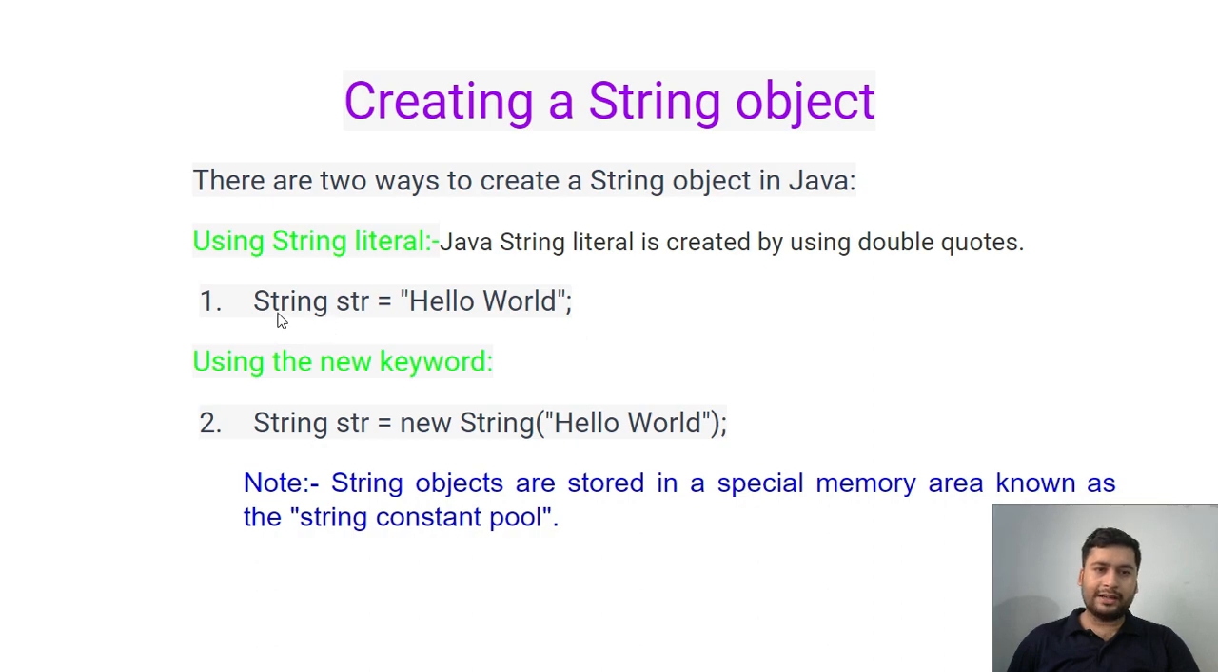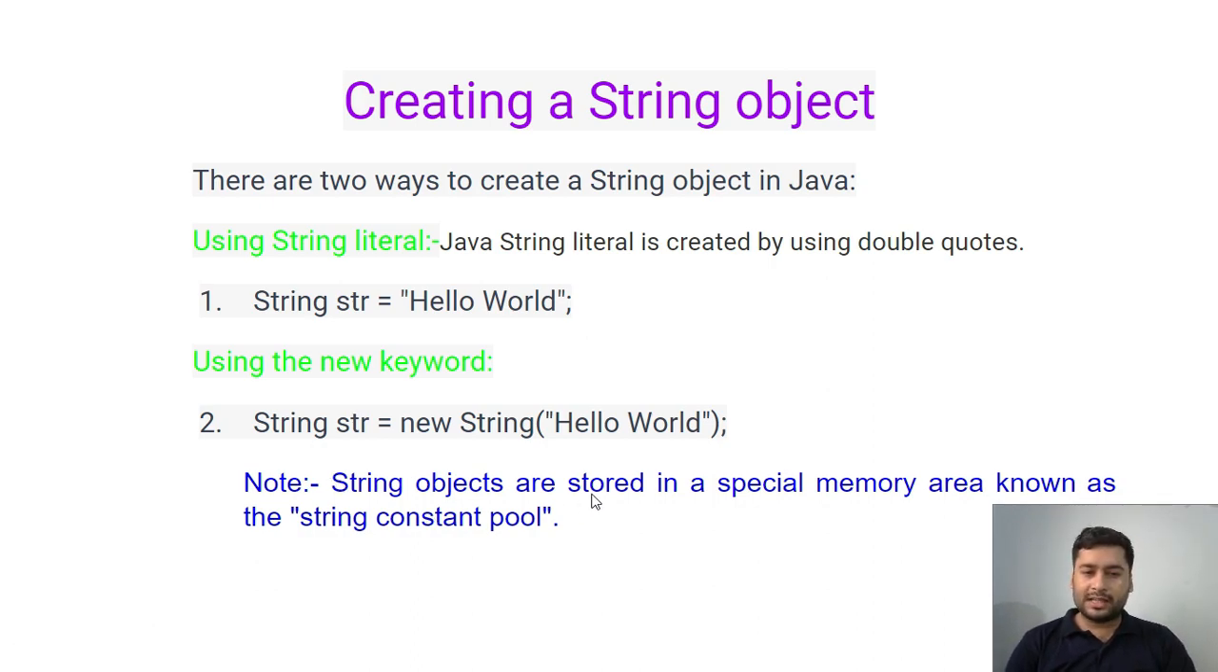So a literal is created by using double quotes. You can write str equal to, and inside the double quote you can put whatever string. That is called a string literal. You need not write any new keyword for that. If you create the object with the help of the new keyword, that means String str equal to new String, and whatever you have given in the double quote, that is called using the new keyword. So these are the two ways to create a string object.